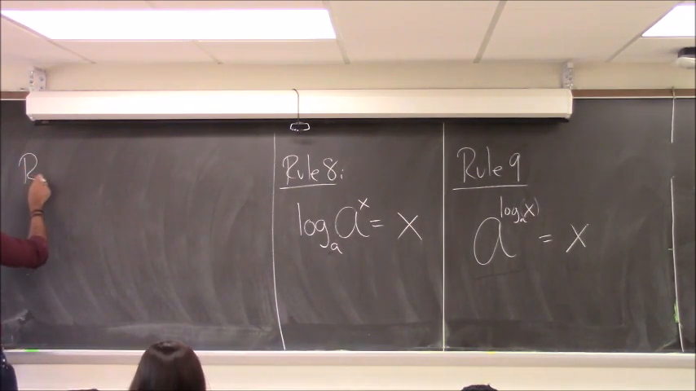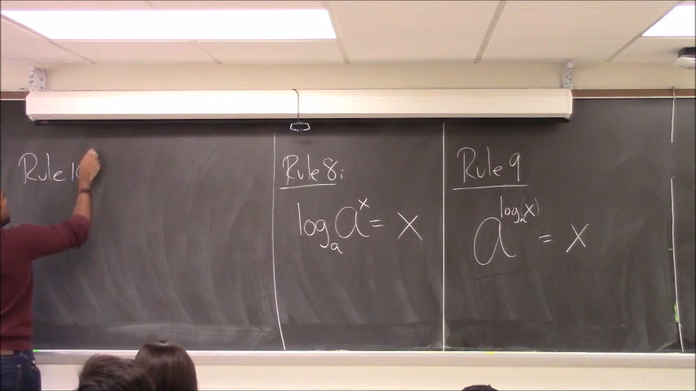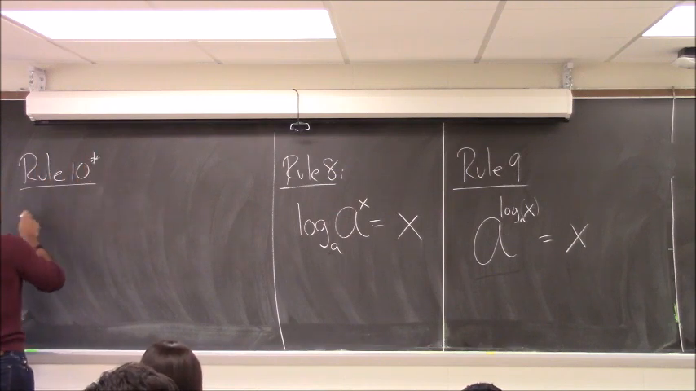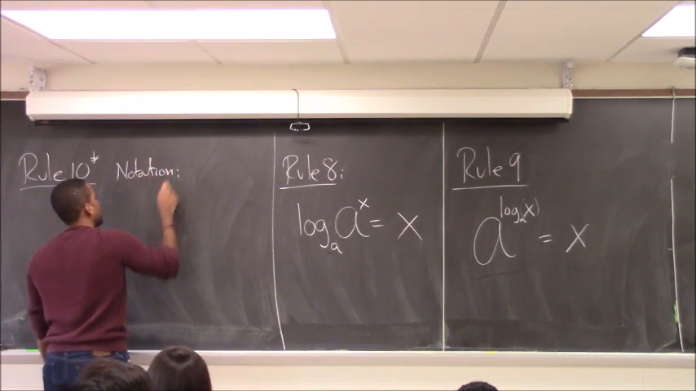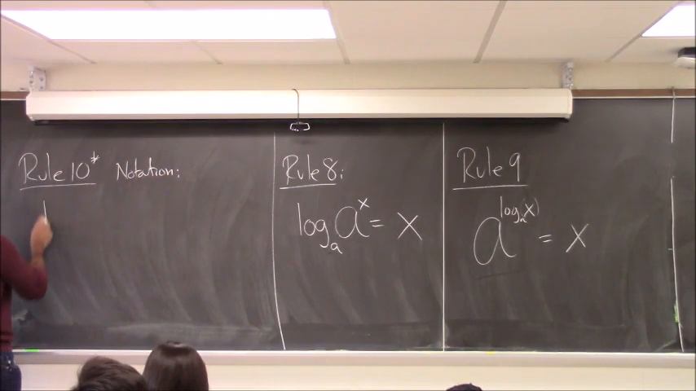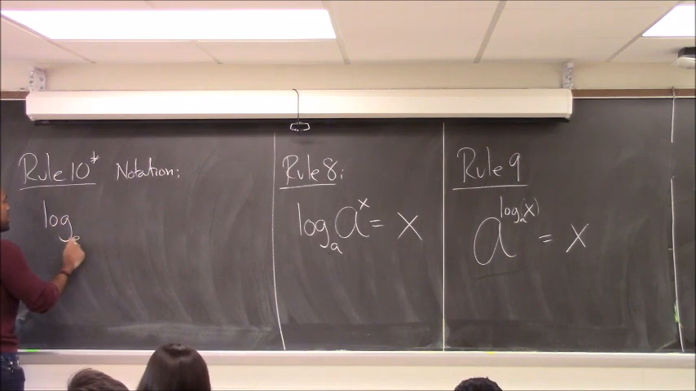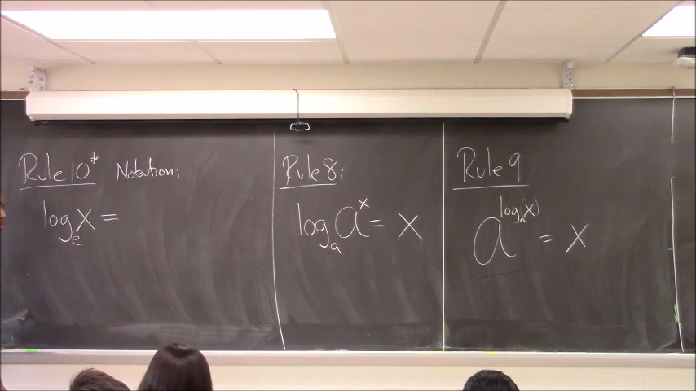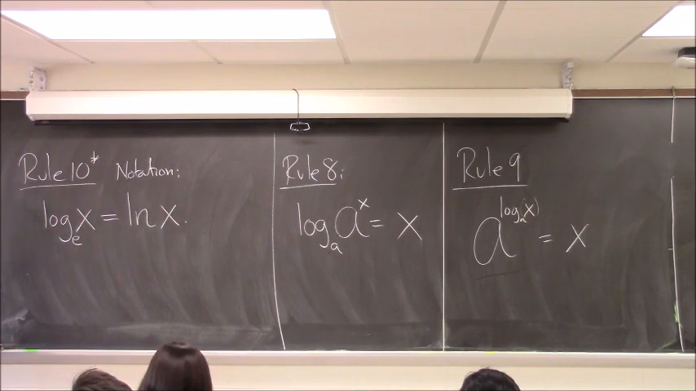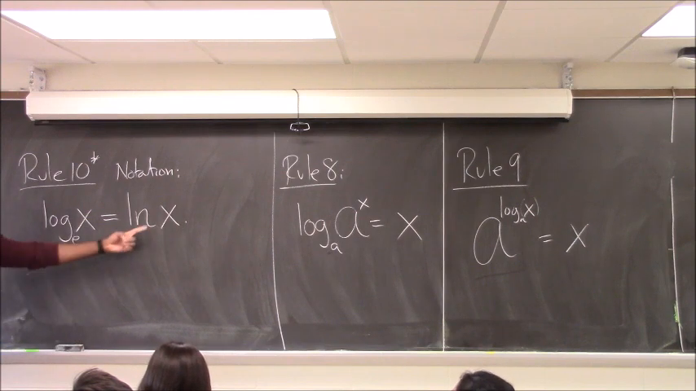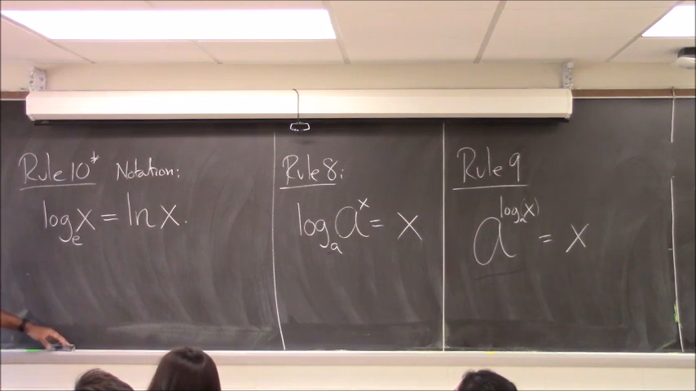Rule 10. Not so much a rule, kind of a notational thing. What if I chose the base to be e? How do you write that expression? Ln. This is something called the natural log. So whenever you're reading anything and you see ln of x, you're talking about a logarithm, but the base is e.